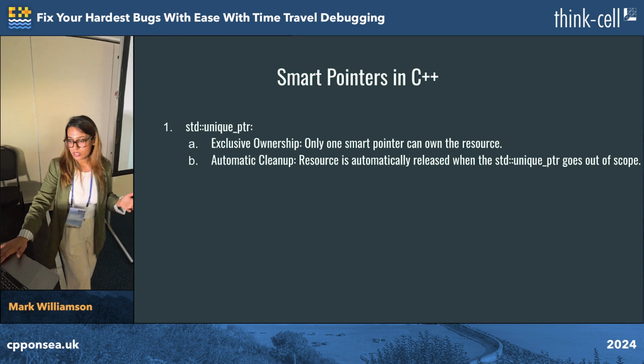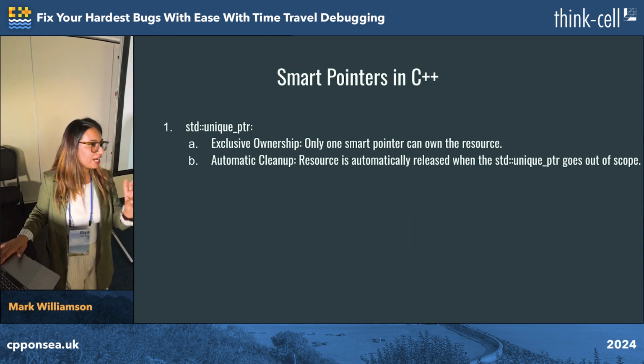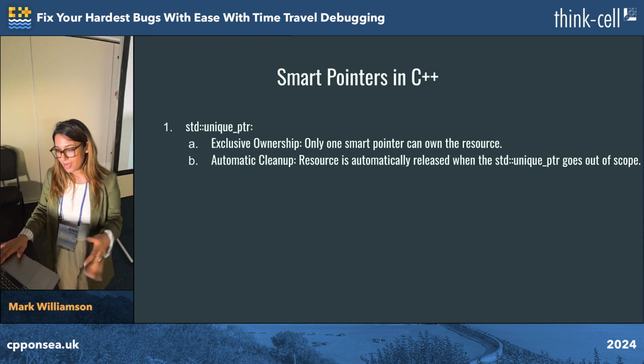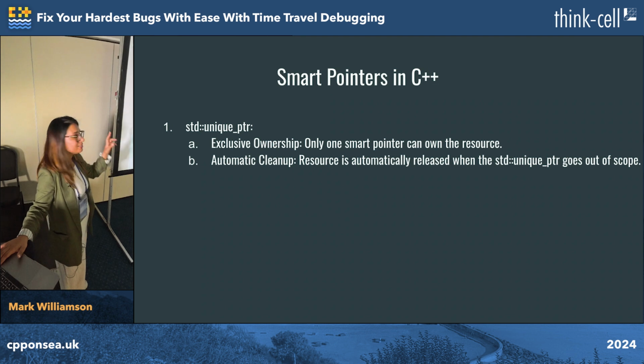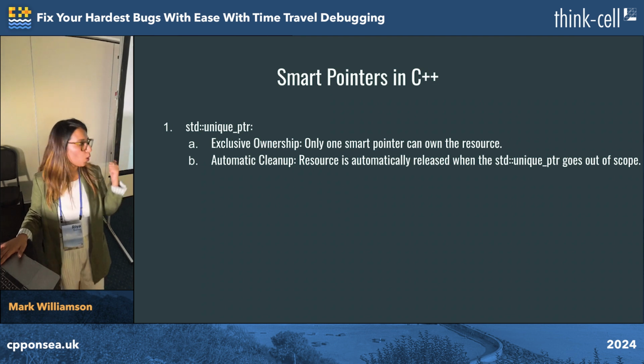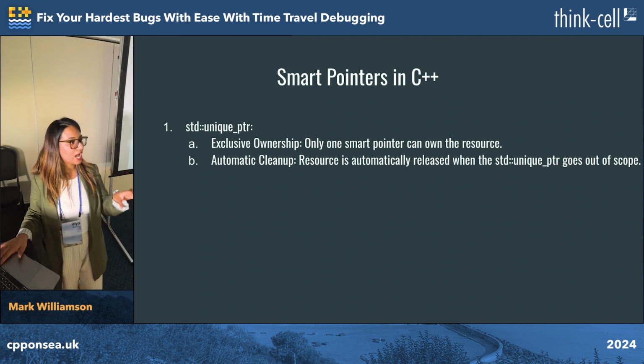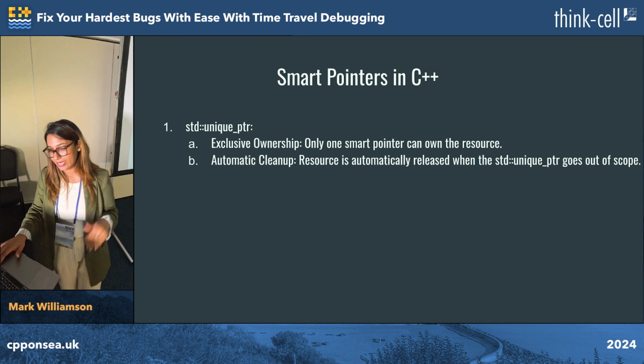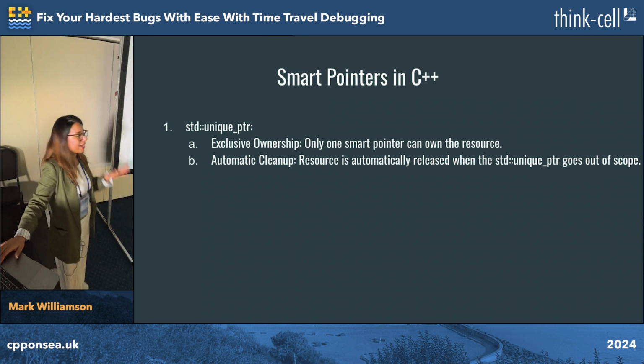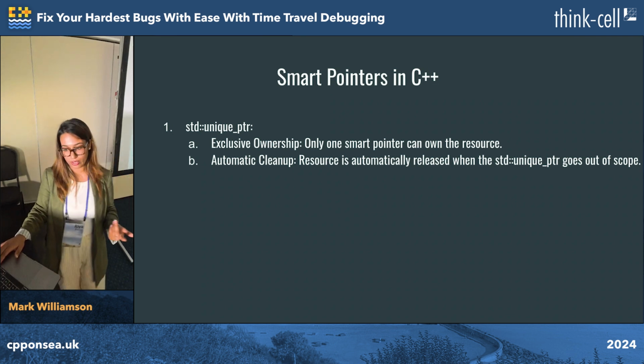So smart pointers allow you to do automatic memory management by encapsulating raw pointers inside a class. In all the examples that we took, we had smart pointers encapsulated inside a class, which manages the resource's lifecycle for us.